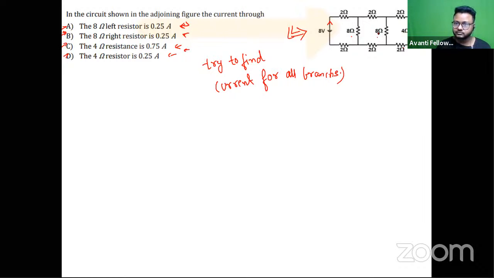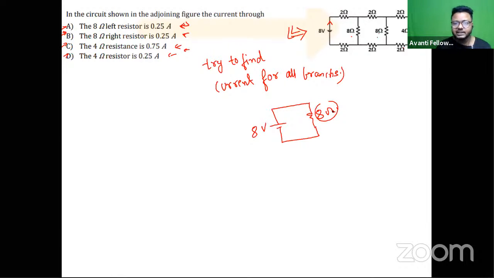4 ohm. Then 4 ohm plus 4 ohm plus 2 ohm is 8 ohm. 8 ohm parallel with 8 ohm is how much? 4 ohm. So you'll be getting something like this, right? You'll get this as 8 ohm and this as 8 volt.